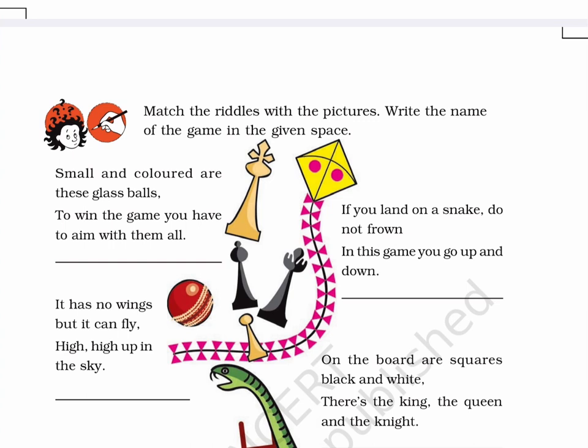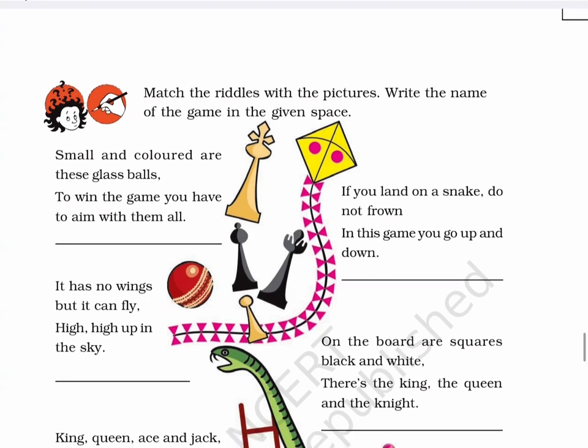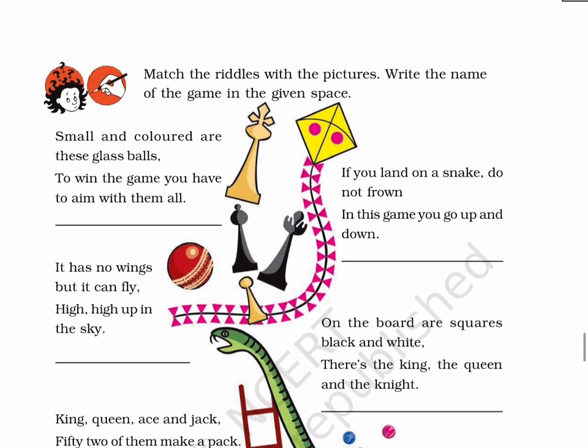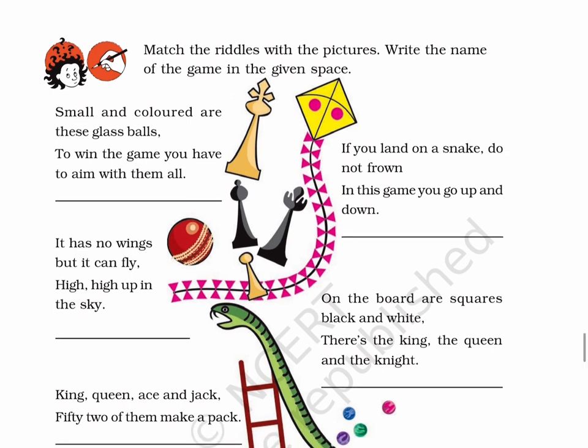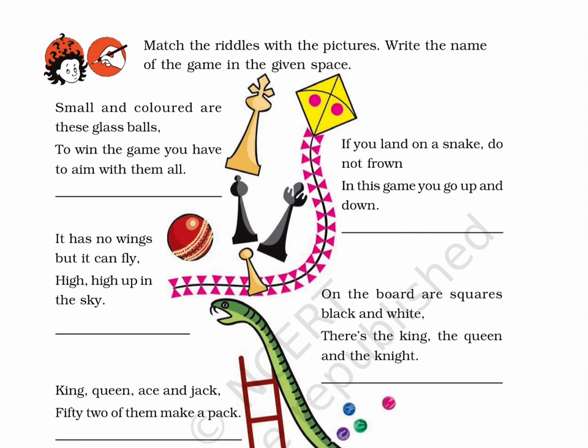For example, first riddle from the left is, small and colored are these glass balls. To win the game, you have to aim with them all. Match of this riddle is, picture of 4 pebbles. Write the name of the game Pebbles in the space provided. Follow the same method for rest of the riddles.